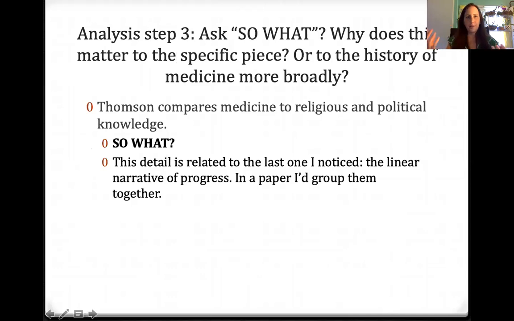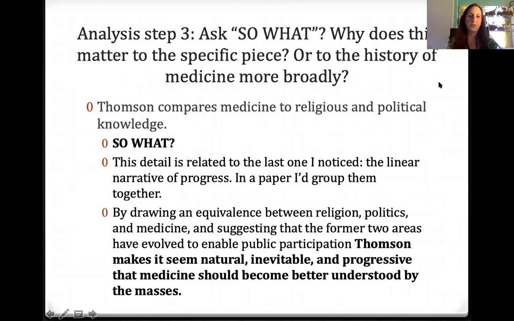So now I'm going to ask, so what? Why does this matter to the specific piece or to the history of medicine more broadly? So why does Thompson compare medicine to religious and political knowledge? This detail is related to the last one I noticed, the linear narrative of progress. In a paper, I grouped them together, like I just said, by drawing an equivalence between religion, politics, and medicine, and suggesting that the former two areas have evolved to enable public participation. Thompson makes it seem natural, inevitable, and progressive that medicine should become better understood by the masses.